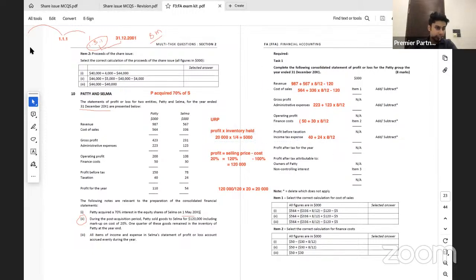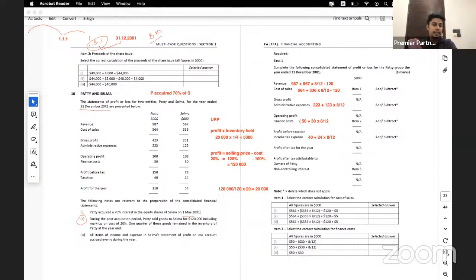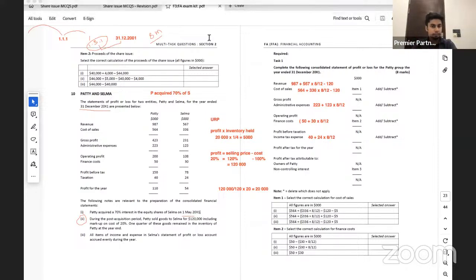Like I explained to you guys in the previous question, remember, what is this URP? If there is a URP, what should we always do? We have to always add this to cost of sale, and show.